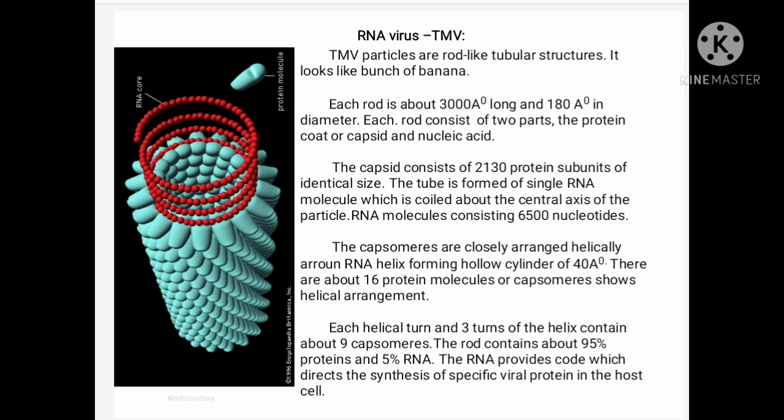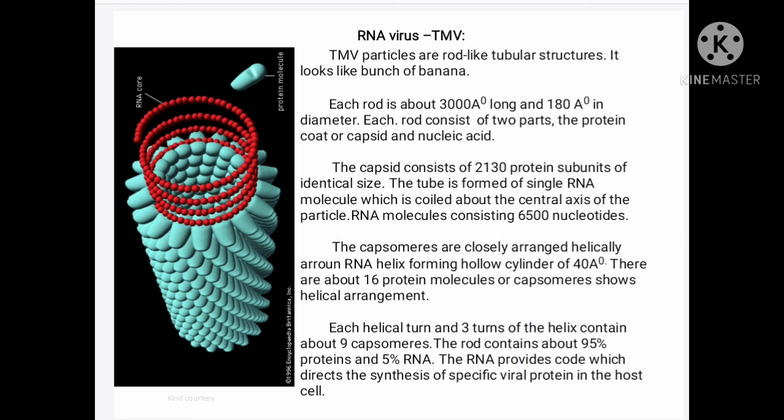Each rod consists of two parts, the protein coat or capsid and a nucleic acid. The capsid consists of 2130 protein subunits of identical size. The tube is formed of a single RNA molecule which is coiled about the central axis of the particle. The RNA molecule consists of 6500 nucleotides. The capsomers are closely arranged helically around the RNA helix, forming a hollow cylinder of 40 angstrom units.